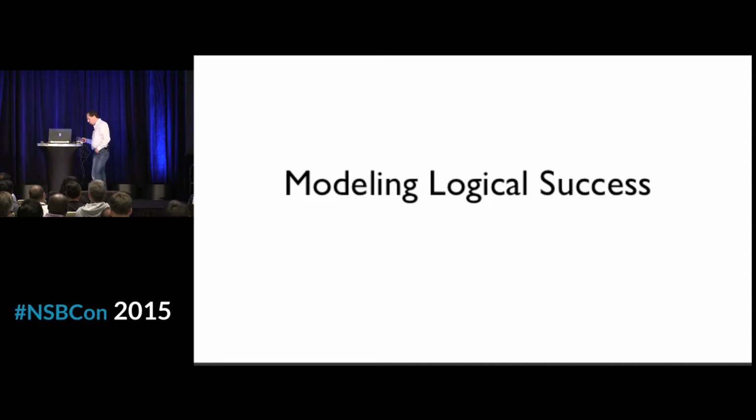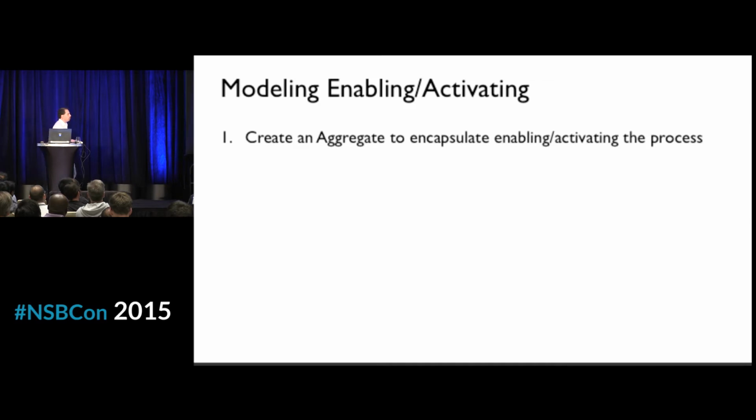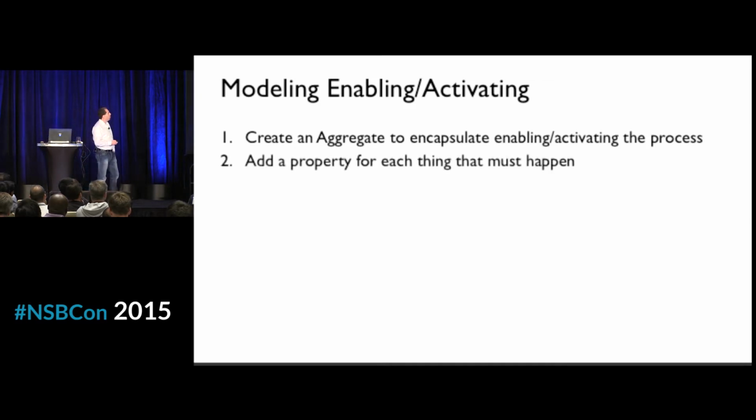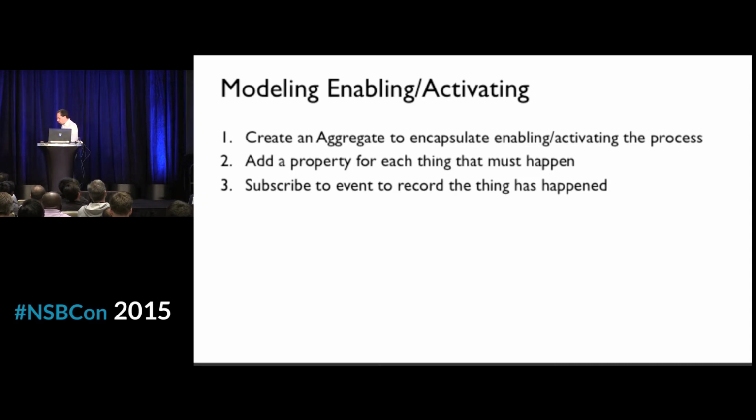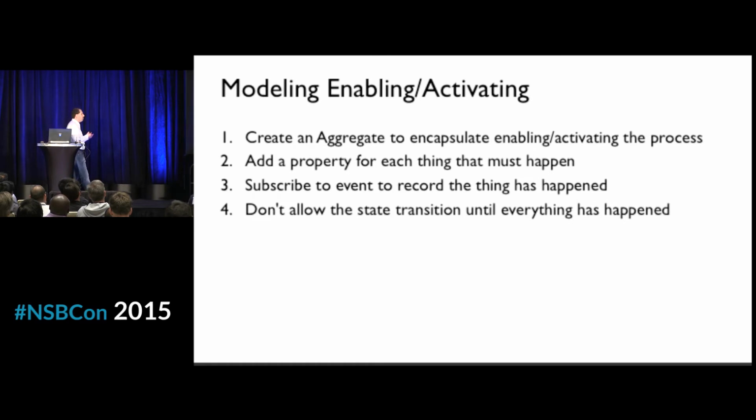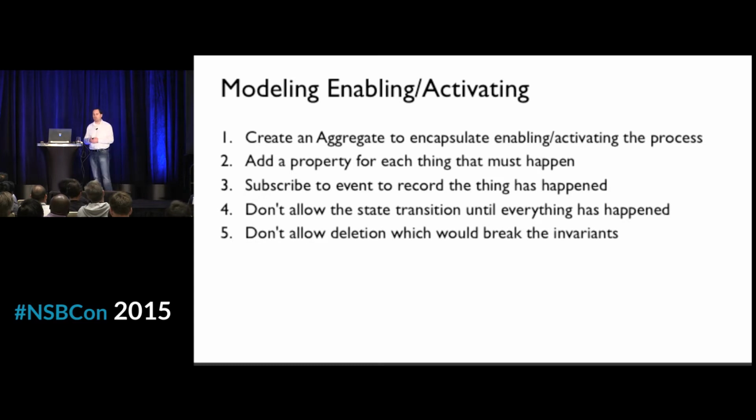So what we could do is we could use the aggregate pattern from DDD to explicitly model this. We could create an aggregate to encapsulate the enabling and activating of the process. We could add a property to it for each thing that must logically happen first as a prerequisite. We could subscribe to events to ensure that we're aware of when these things actually happen and it's decoupled from the actual thing happening. We could prevent that state transition until we have everything that we need. Then finally, once we have that data, we could prevent it from being deleted, so the invariants are always enforced.